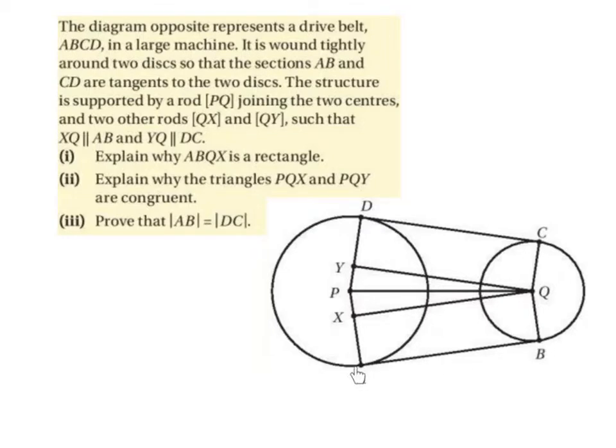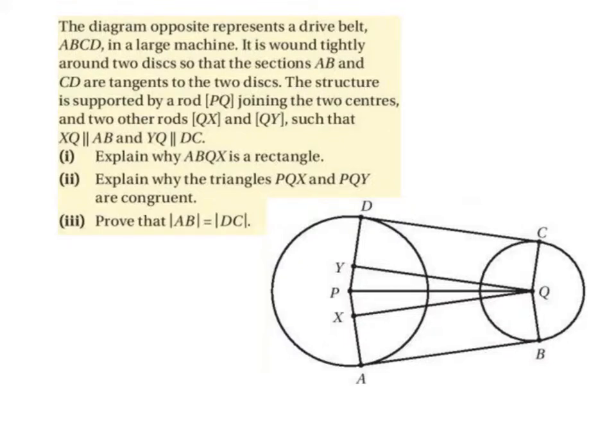So AB is a tangent to the disc or the circle on the right, which means it touches it at one point only. There's only one point of contact. Likewise, the point A is the point of contact for the larger circle or the larger disc. Point C is the point of contact for the smaller disc. And point D is the point of contact for the larger disc. So they're tangents, they only touch the circles once.